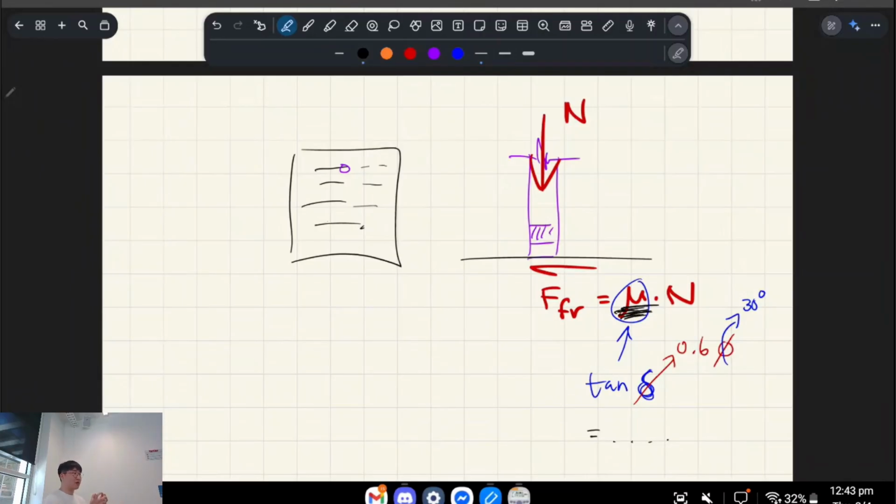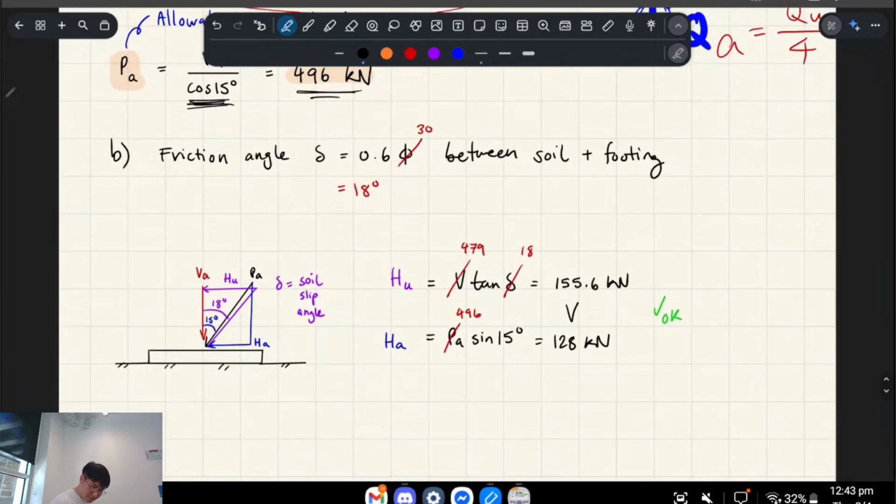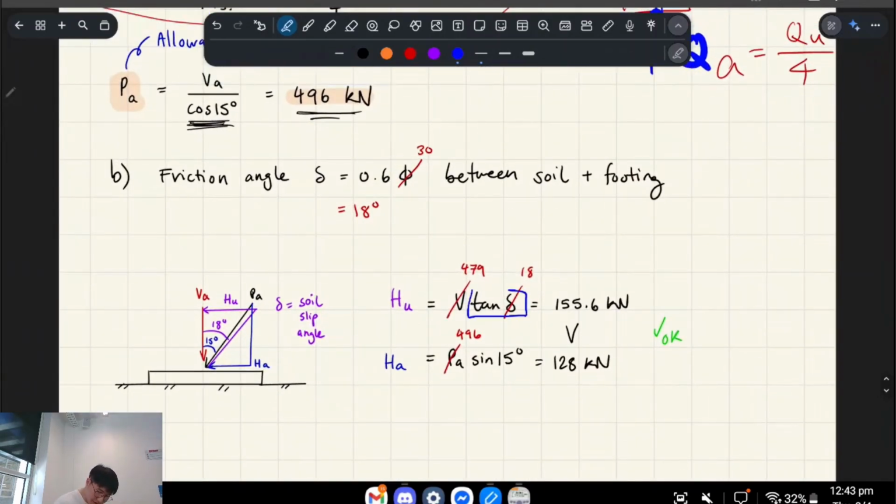So that's basically our coefficient of friction that we're just working out. So that coefficient of friction goes here. That's the equivalent of your coefficient of friction, and then V is our normal force. It's the normal component of that diagonal, and that is your frictional resistance.